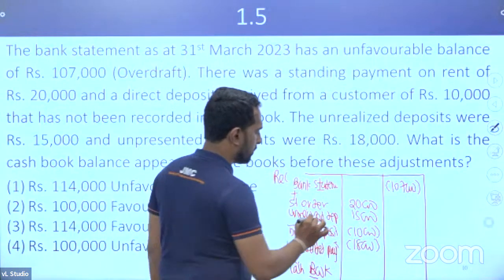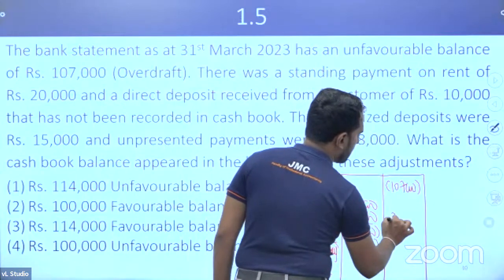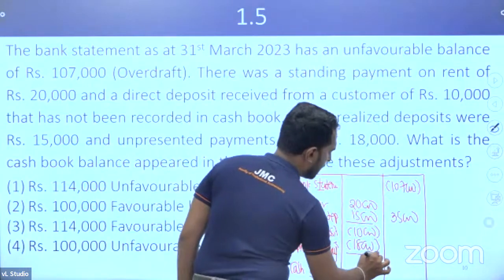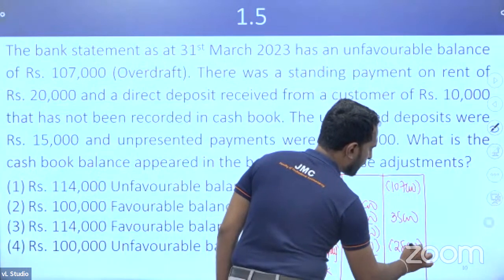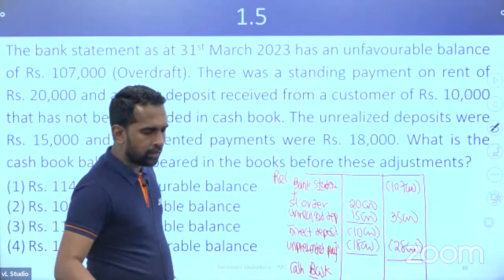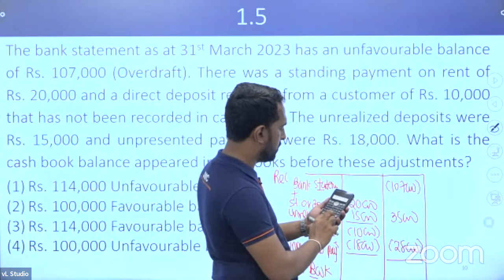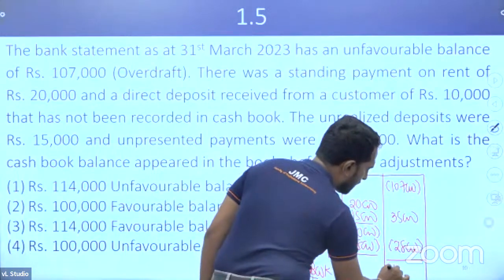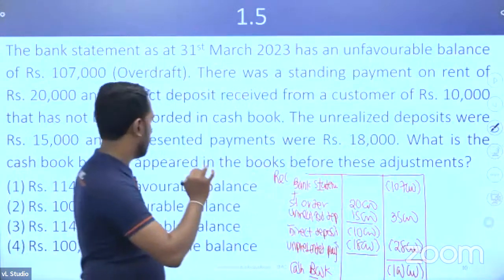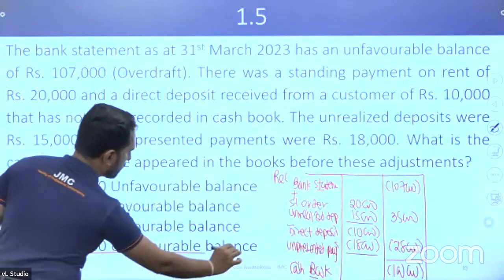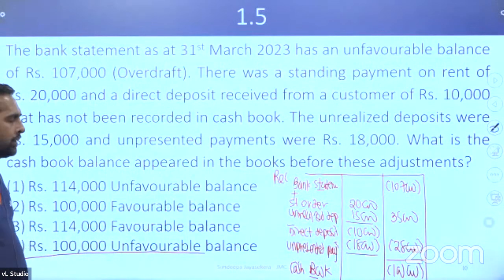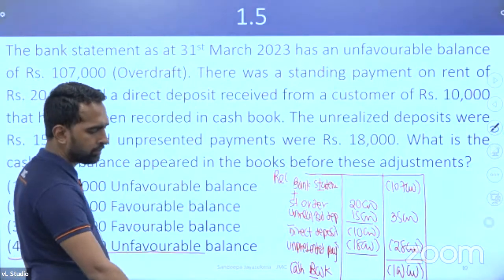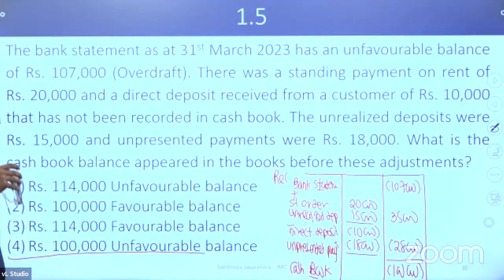We have tackled the 2 adjustments, right? Then we'll take 20 plus 15 is 35,000, and 10 plus 18 is 28,000. Now use the calculator and we'll get the answer: minus 107,000 plus 35,000 minus 28,000. So you'll be getting 100,000, which is our fourth answer. It is a 100,000 unfavorable balance because it's negative. Sorry, that's the answer: 100,000 negative balance.